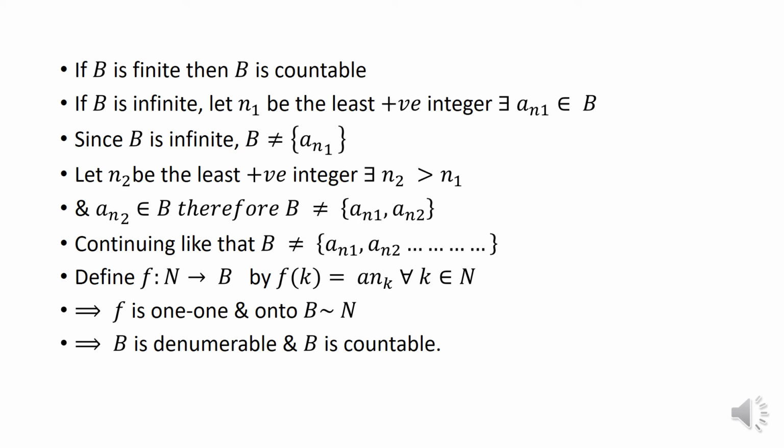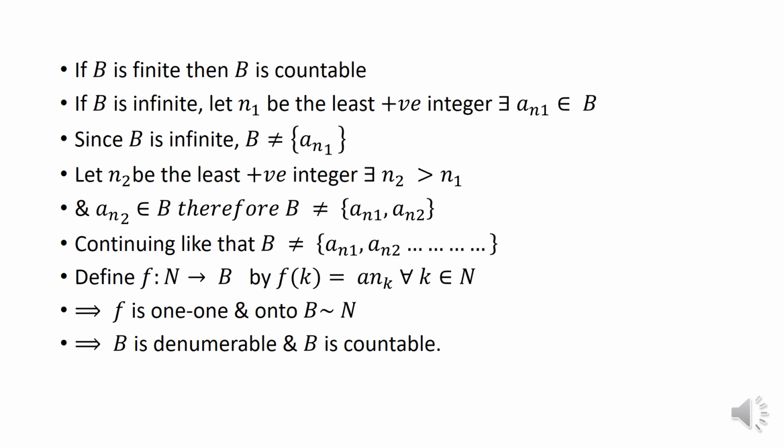So, we shall define the function f from N to B by f of k equal to a_nk for all k belonging to N. Then f is one-one and onto, because B is equivalent to the set of natural numbers. Therefore, this makes the set B denumerable, and B will be a countable set.